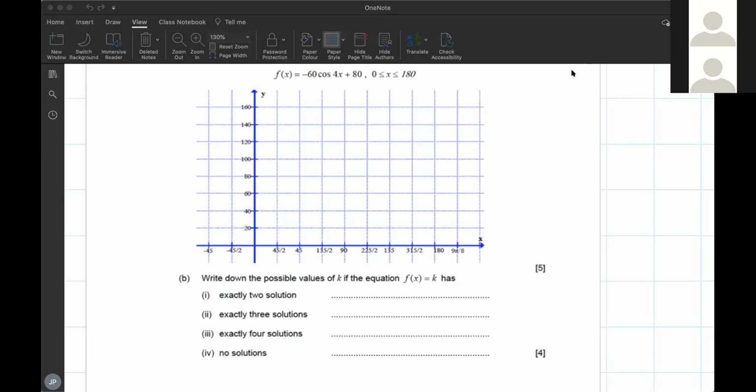Meanwhile, I'm also drawing the graph here, but I don't want you to copy. So that you can check your work. Question is in front of you, negative 60 cos 4x plus 80. I think the first thing, okay, I'll come to that later on.